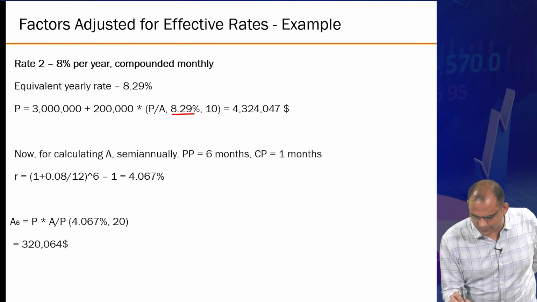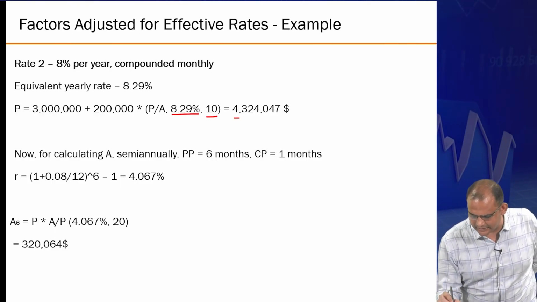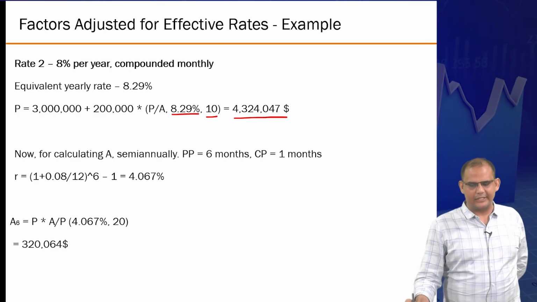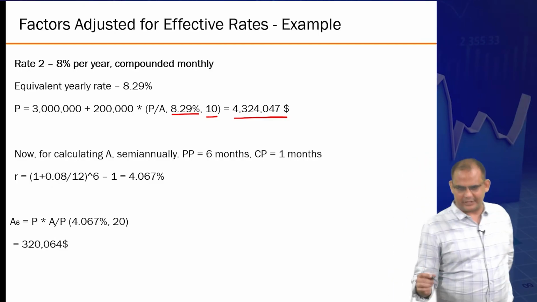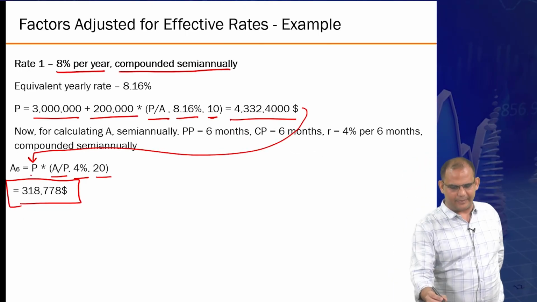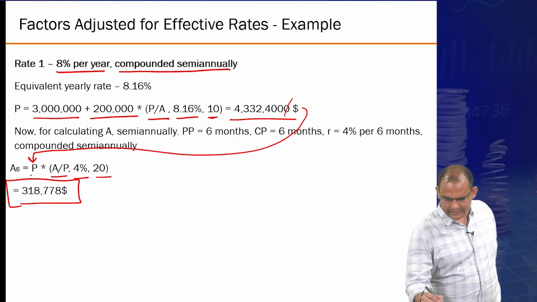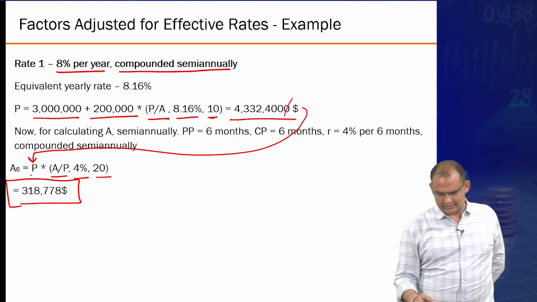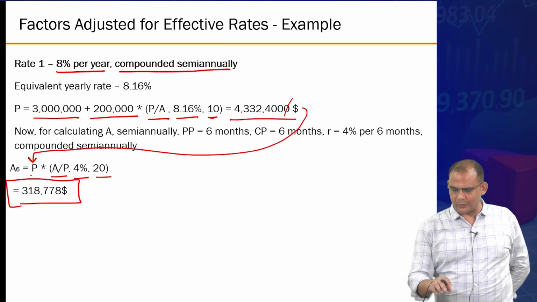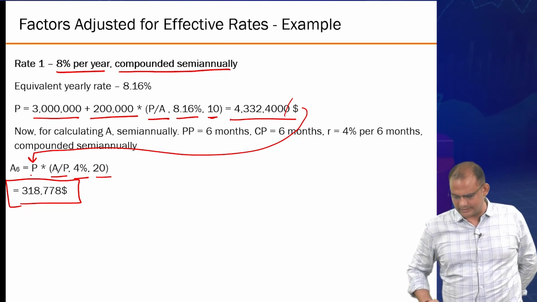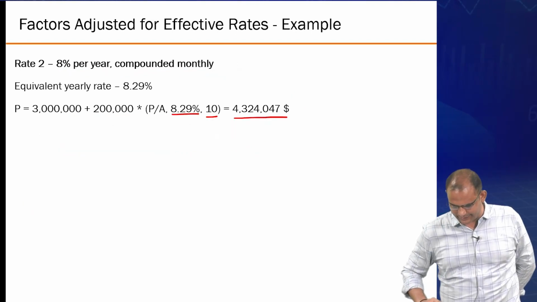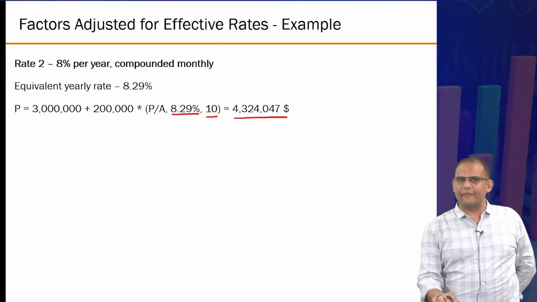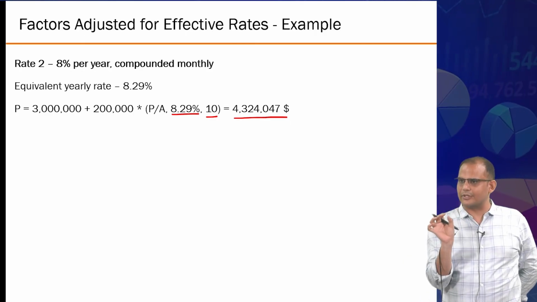So it's 8.29%. For 10 periods, the value comes out to be 4.32 million, again, slightly different than the previous one. I think a 10 is extra here, we'll have to see. If you notice this error, let me know, I'll correct my slides. I think 10 could be extra there. Right? Slightly different answer because the rate is also different.